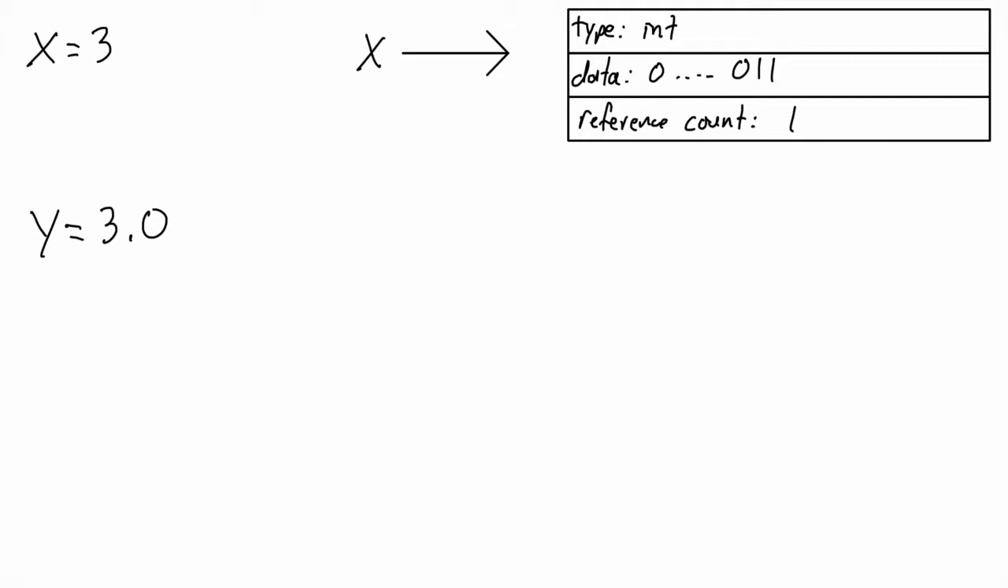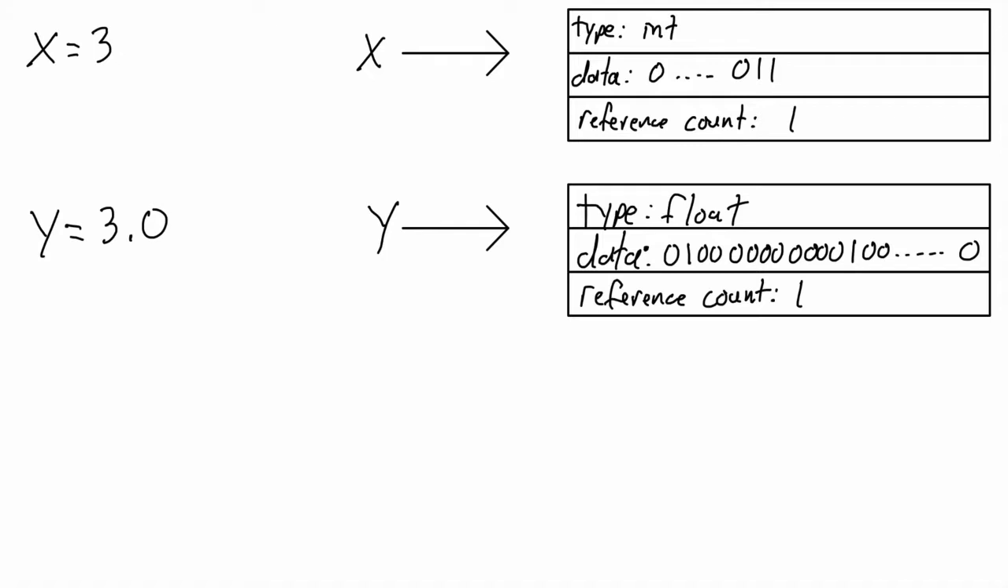When we write y equals 3.0, this creates a floating point value. In the picture here, I've written the type as float, but again, a bunch of zeros and ones are used to indicate the float type. The data for the float 3.0 is completely different from the data for the integer 3. It is a 0 followed by a 1, followed by 10 zeros, followed by a 1, and then followed by zeros for a total of 64 ones and zeros. And the reference count for it is also 1 since only the variable y refers to it. When we write z equals y, z now refers to the same floating point number that y does. This causes the reference count for the number 3.0 to go to 2.